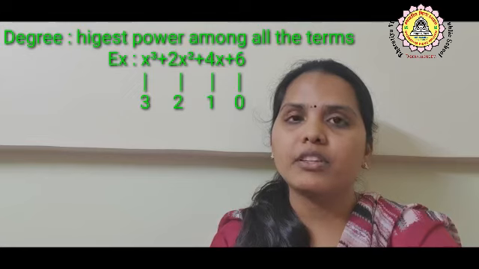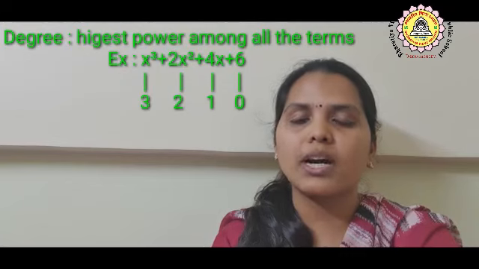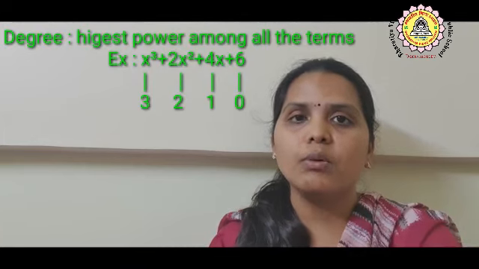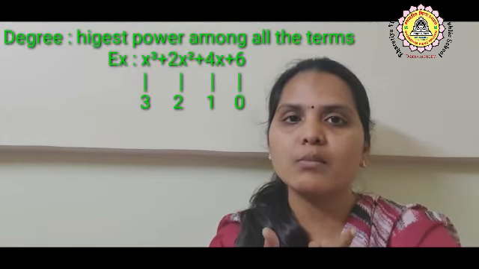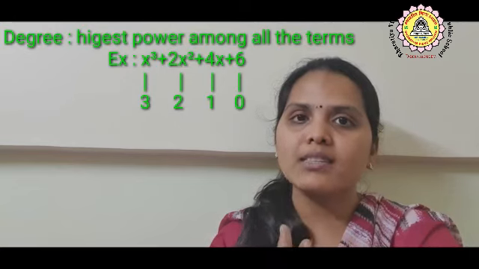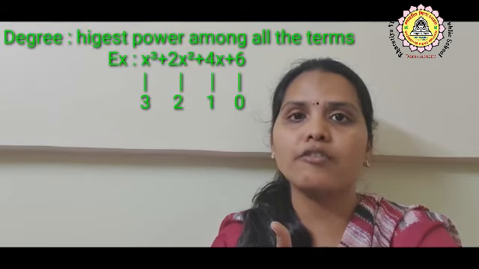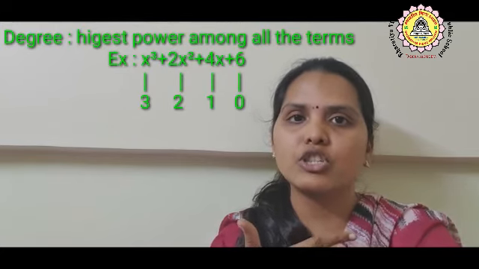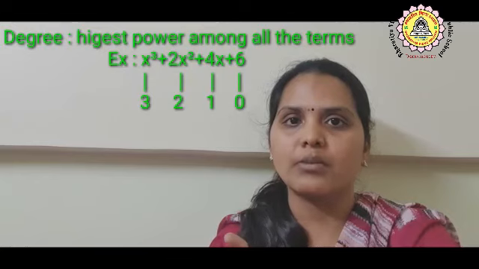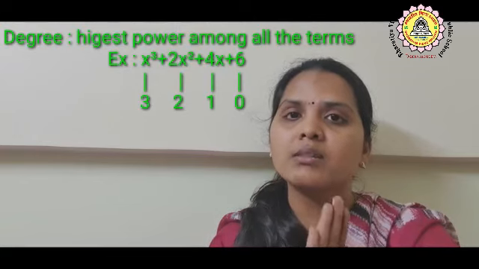Let me take an example for better understanding: x cube plus 2x square plus 4x plus 6. Here there are 4 terms: x cube, 2x square, 4x and 6. What is the degree of the first term? 3, because the power of the variable is 3. The second term? 2. The third term? 1. The fourth term? 0.